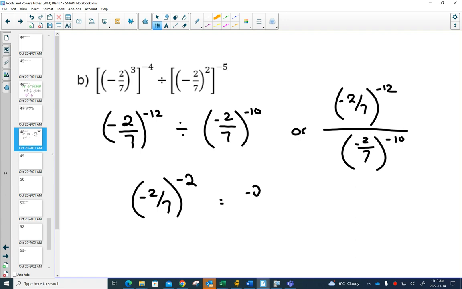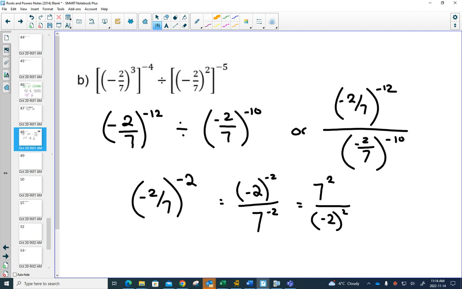This would be negative 2 to the negative 2 and 7 to the negative 2. The exponent would go to both of them, which is equal to, the negative exponent rule means I can move the 7 to the top and the negative 2 to the bottom with my negative exponent rule.